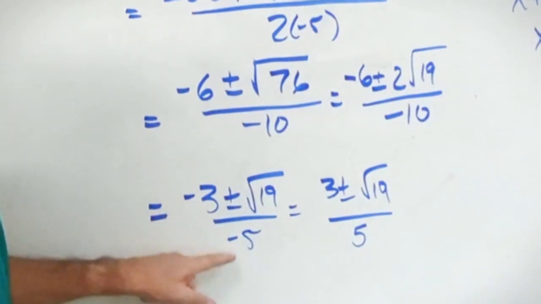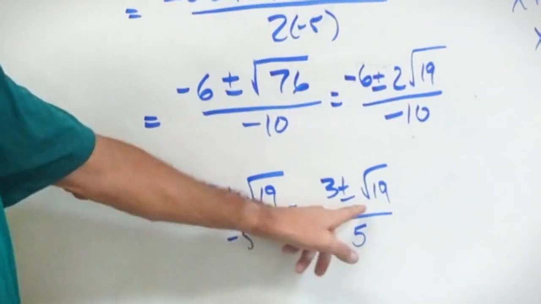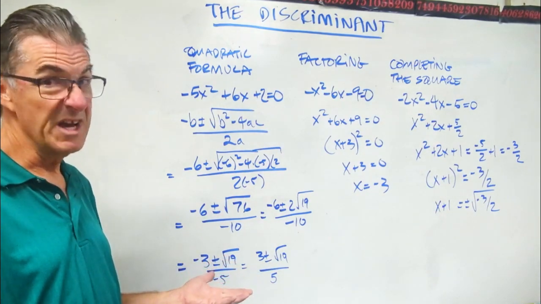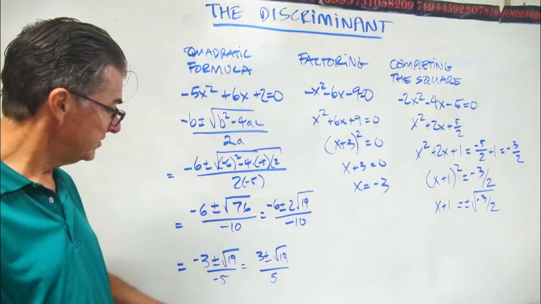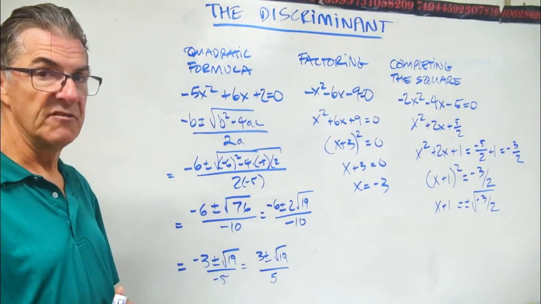And then minus 3 and minus 5, that's going to be 3 and 5. The 2 negatives cancel each other out. And yeah, then it's going to change signs on the plus minus, but guess what? We got both of them, so we still have both of them. So this one is 2 solutions. We have 3 plus root 19 over 5 and 3 minus root 19 over 5.